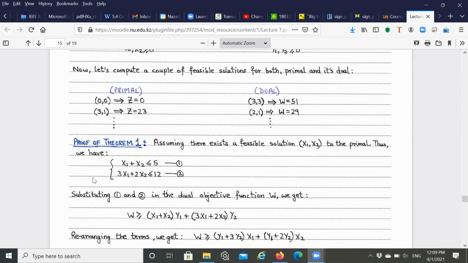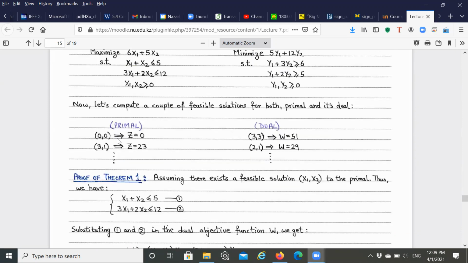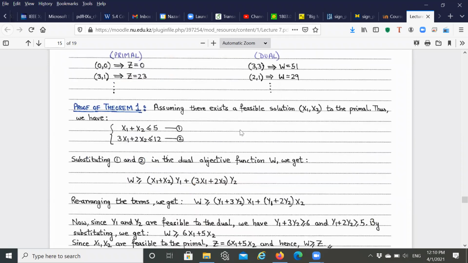So let's assume that for the primal, x1 and x2 are feasible solutions. The sets that we got over here, 0, 0, 3, 1, and all these are feasible solutions for this primal LPP. So let's take one of them. Let's say x1 and x2 is a feasible solution for the primal. What does it mean? It means that if I plug x1 and x2 into the constraints, they satisfy the constraints. That means these two hold, right? Am I right? Yes, that's right. Good.